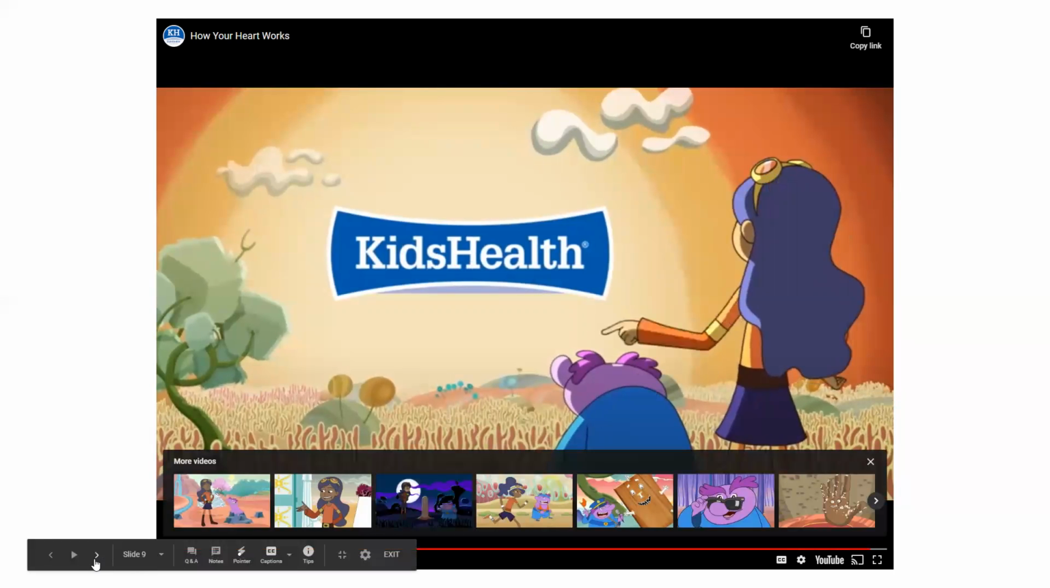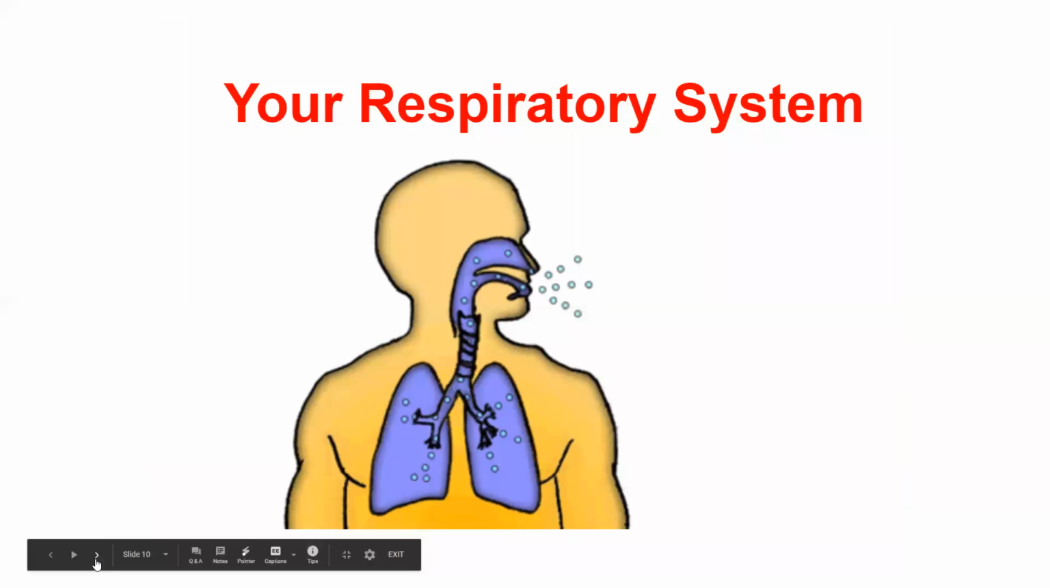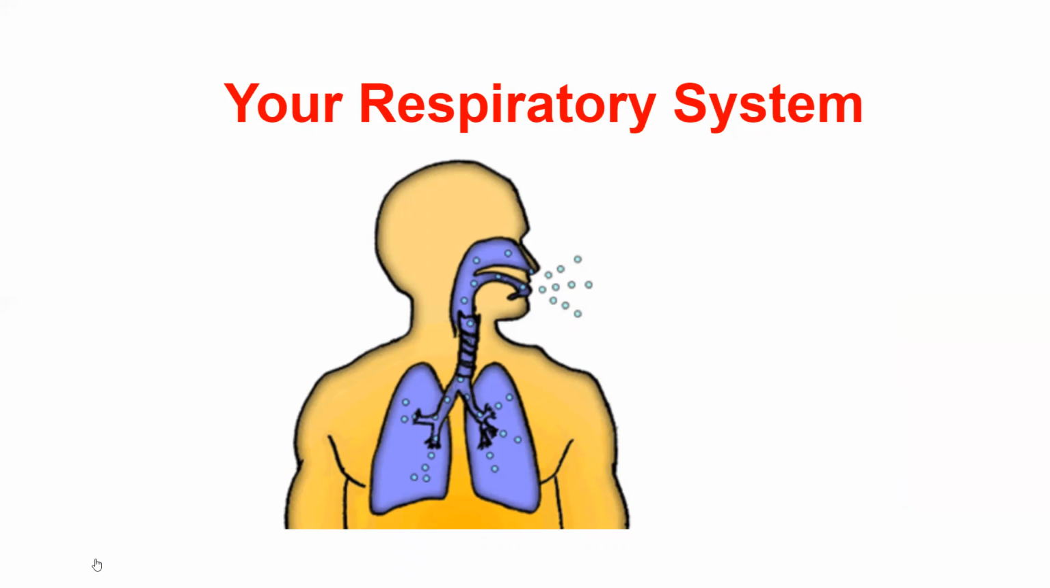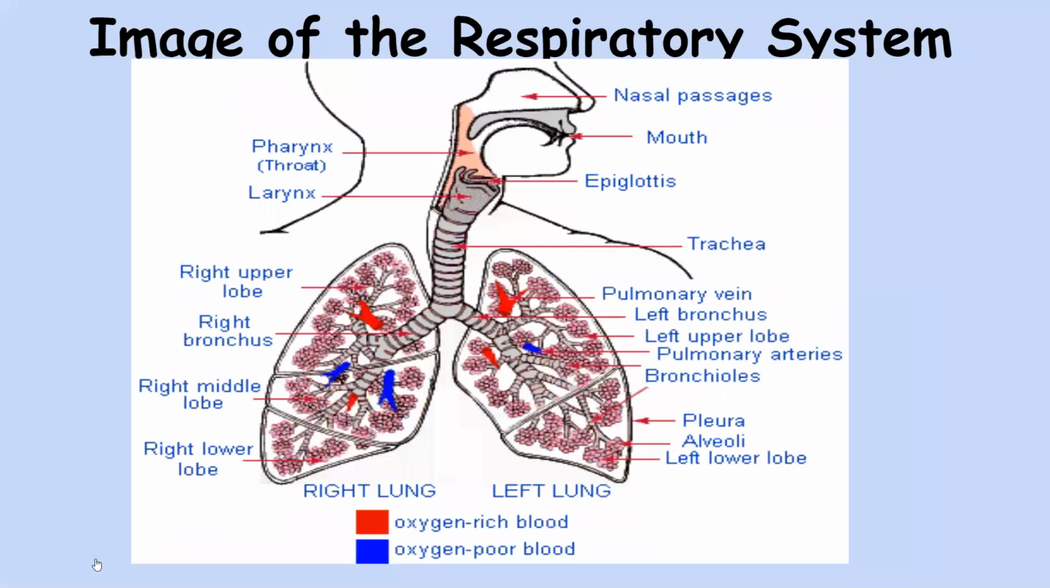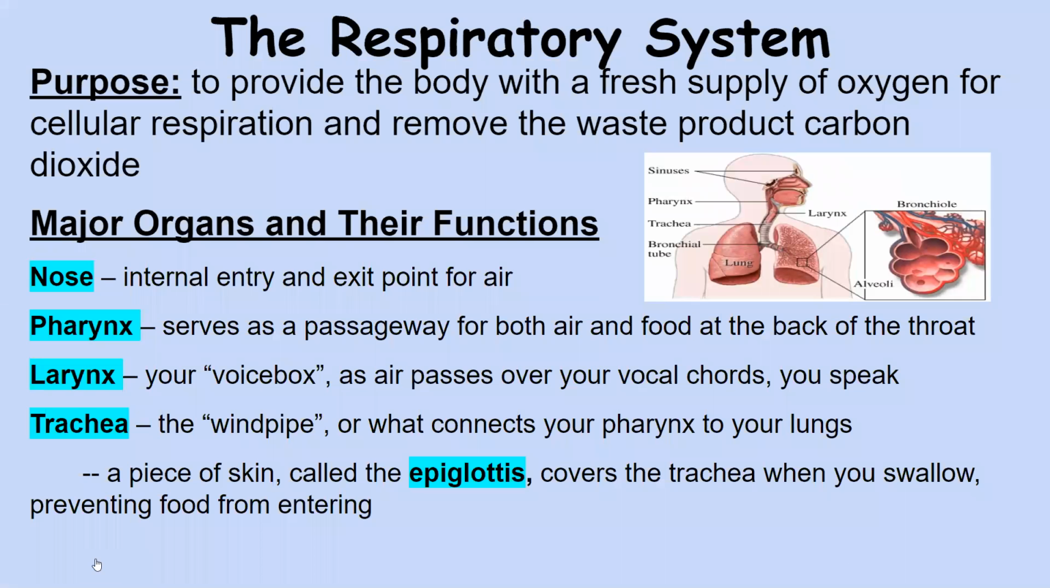All right. So moving into our next body system that we're going to talk about is your respiratory system. You can tell by the picture, your respiratory system is how you breathe. So here's a picture of your respiratory system and the parts. The purpose of your respiratory system is to provide your body with a fresh supply of oxygen that helps your cells respirate and remove the waste product, carbon dioxide.